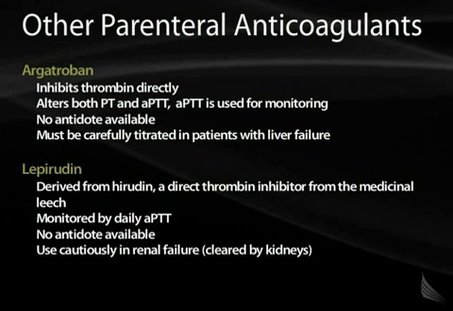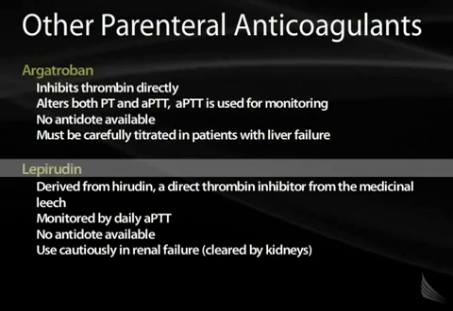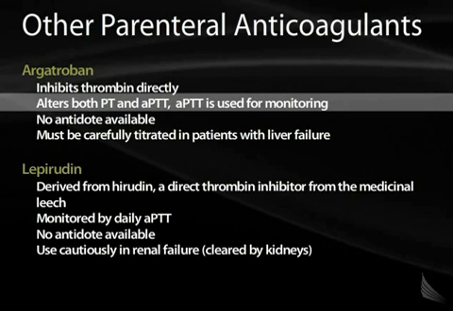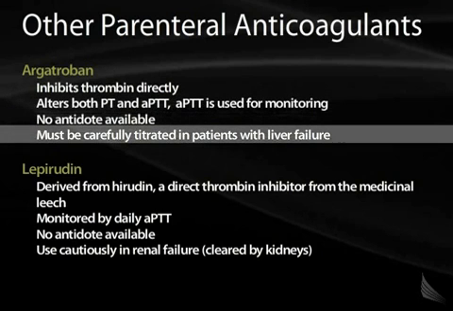Some other anticoagulants that you should be aware of that are newer medications include argatroban and lepirudin. Argatroban is a newer molecule that is a direct thrombin inhibitor. Argatroban can alter PT and APTT, but the PTT is used for monitoring. There's no antidote available, and it must be carefully titrated, especially in patients with liver failure.